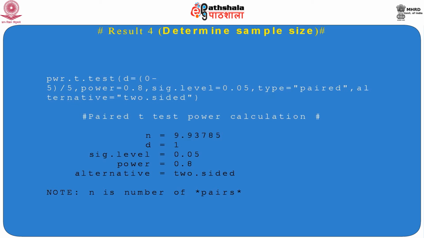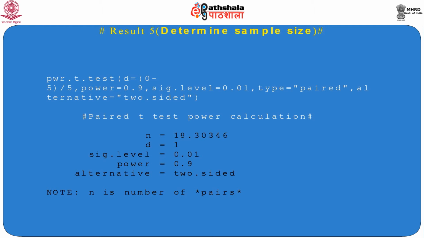So here there is a provision to call alternative equals to 2 dot sided. We can also change these 2 dot sided to 1 dot sided, and you can try it, and definitely you will get less sample size. As here we are getting 9.93, we can get lesser than 9.93. So based on this, here we reduced our power. Earlier it was 0.9, then we reduced to 0.85, now we reduced to 0.8, and also see the sample size keeps on reducing one by one.